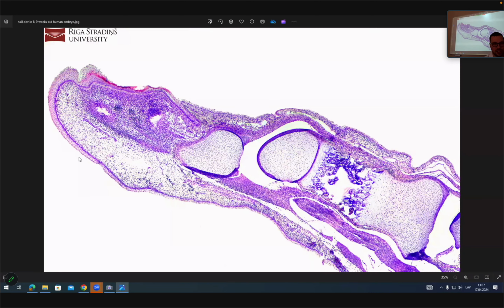What are the structures here? It's very similar to histology. First of all, you have the nail plate. Number 1, nail plate. So the slide is nail development.